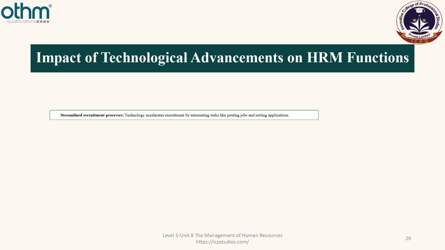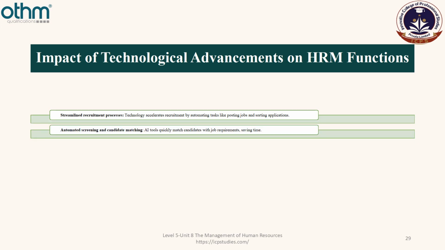So a streamlined recruitment process is its first impact. For example, technology now accelerates the recruitment by automating tasks, for example, posting jobs and sorting the applications. Then we have automated screening and candidate matching. We have now different AI tools that quickly match the candidates with the job requirements, which saves time.